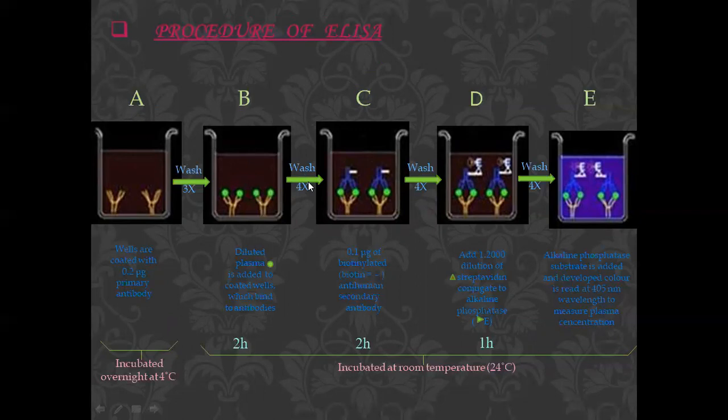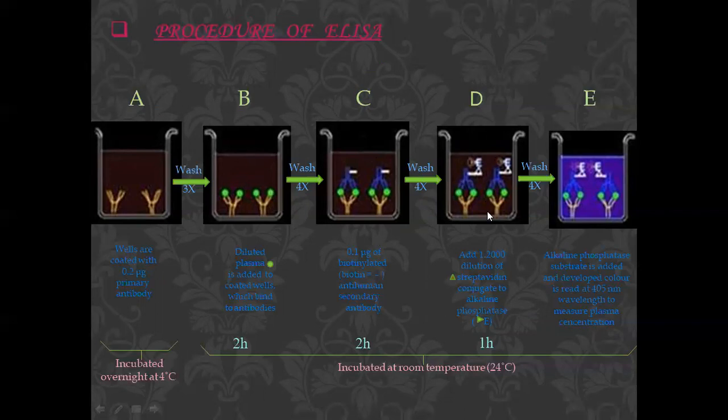Next we move to 0.1 μg of biotin-labeled anti-human secondary antibody. So the primary antibody has been added and kept at 4 degrees Celsius overnight, and that has been washed. After washing, we add the plasma and keep it for 2 hours. Then we wash it. After that we use the secondary antibody, which is also kept for 2 hours. Then wash it.